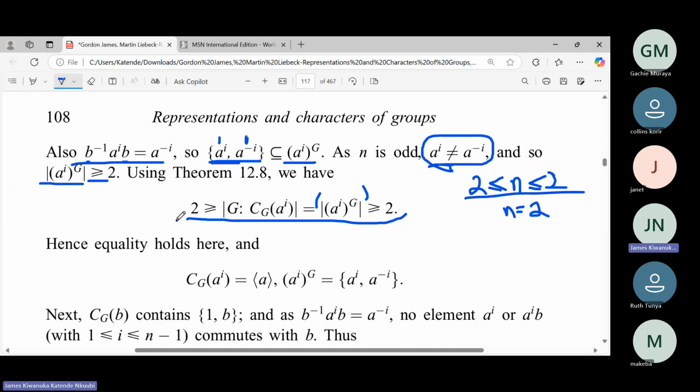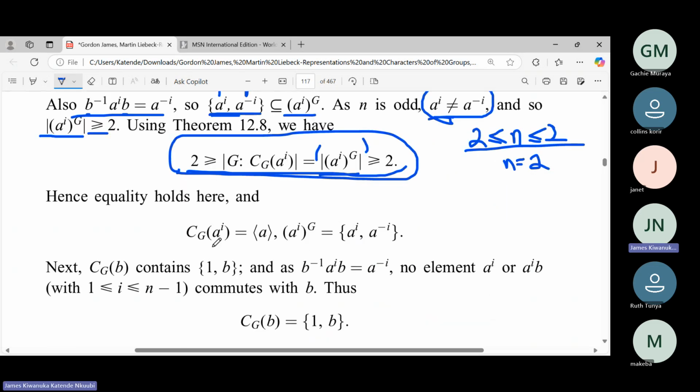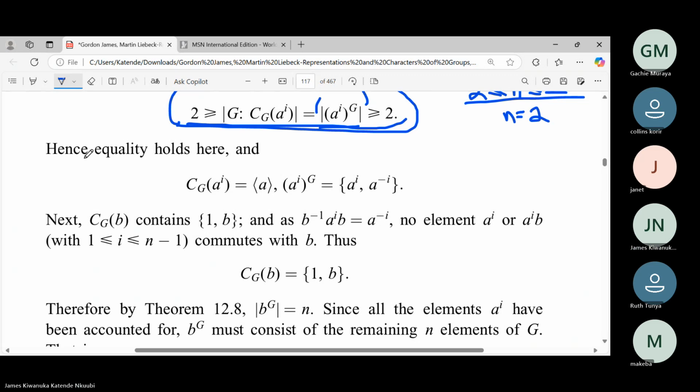So that's the similar situation we find ourselves in. And that means the size of any conjugacy class will be 2. But now we've shown that these are the elements in any conjugacy class of some power of A. And therefore, we basically have found them. So equality holds. The number of elements cannot exceed 2. Not only does it not exceed 2, it must be equal to 2.